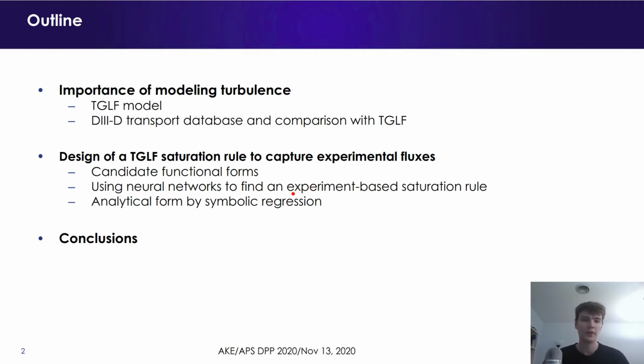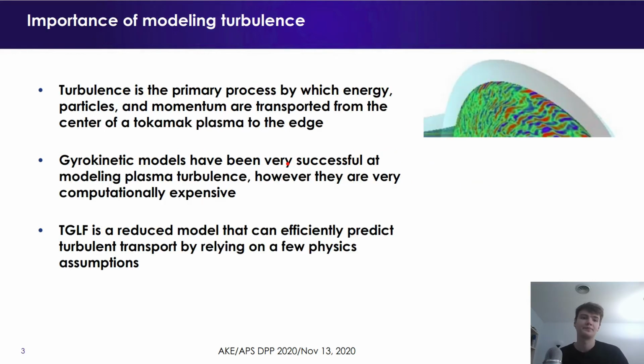Alright, so for the outline of this presentation, first we're going to look at the importance of modeling turbulence. We're going to look at the TGLF model, also the DIII-D transport database, and how we compare that with TGLF. And then after that, I'm going to show you how we designed a TGLF saturation rule, captured those experimental fluxes from the data set. We're going to look at the candidate functional forms that we used, and then also how I used neural networks to find an experiment-based saturation rule, and finally the fully analytic form for the saturation rule given to us by symbolic regression.